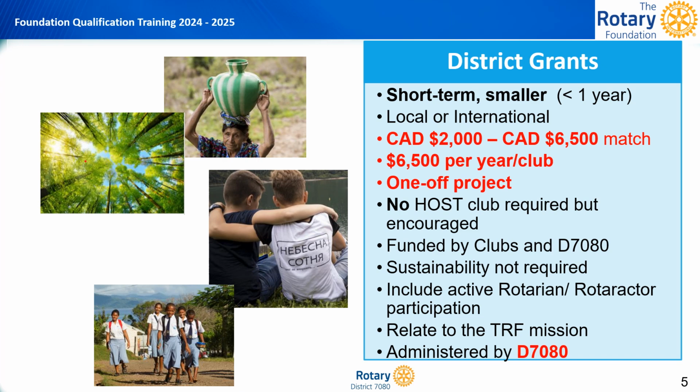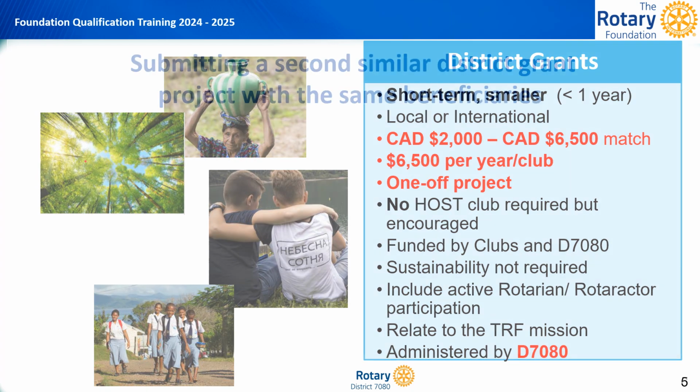Secondly, the Rotary Foundation Terms and Conditions document states that district and global grants should not provide continuous or excessive support to any one person, entity, or community. For these reasons, district grant projects should generally be considered as a one-off or initial support for a community project.